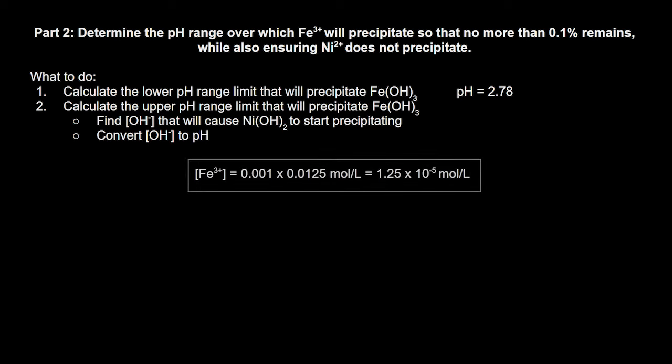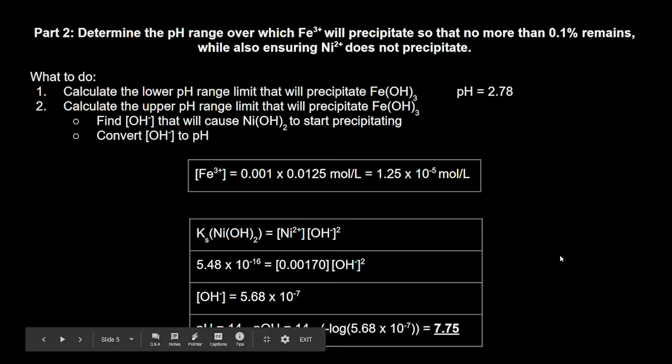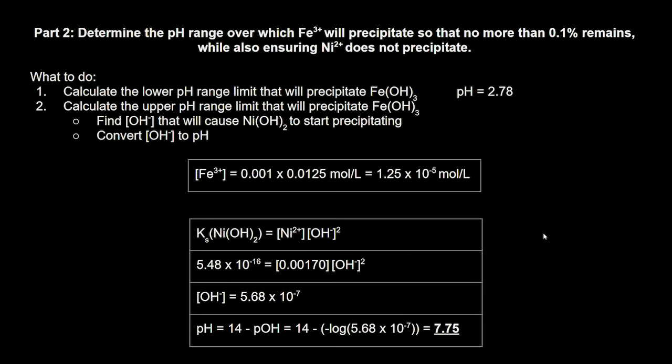So, to calculate the upper limit, we need to use the solubility product expression for nickel hydroxide. We know the concentration of nickel ions. We calculated that at the beginning of this question. And once again, we know the solubility product constant for nickel hydroxide, also given to us in the question. And our only unknown, once again, is the amount of hydroxide. We can calculate the concentration of hydroxide ions when nickel hydroxide precipitates. And with that number, we can calculate the upper limit pH, and we get 7.75.